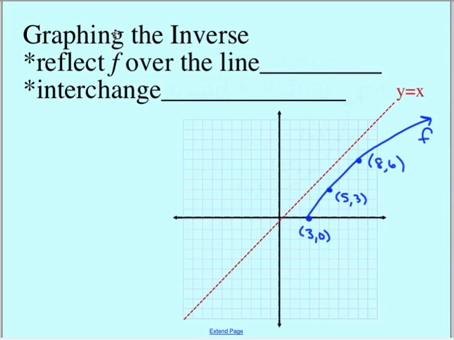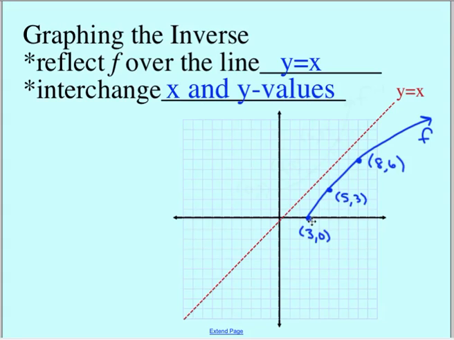Graphing an inverse. In order to graph the inverse of f, you reflect it over the line y equals x, and all you really have to do is just interchange your x and your y values. So on your note sheet, if you could go ahead and graph these 3 points, (3, 0), (5, 3), and (8, 6), and then connect them with an arch, I'm going to graph its inverse.